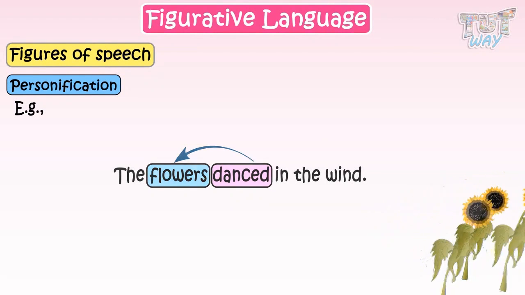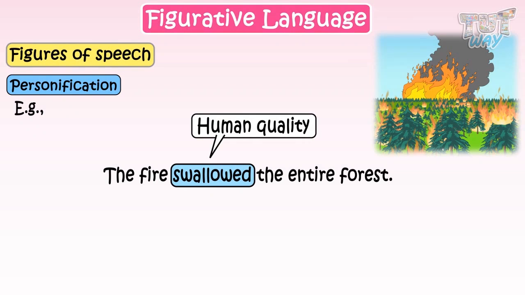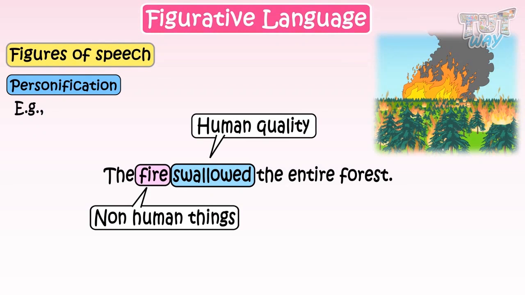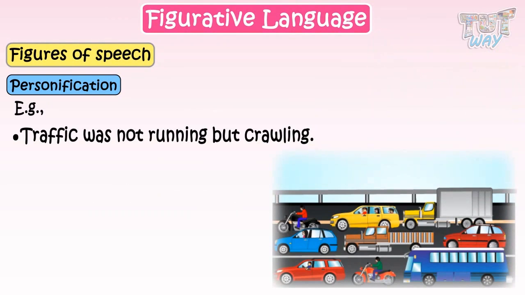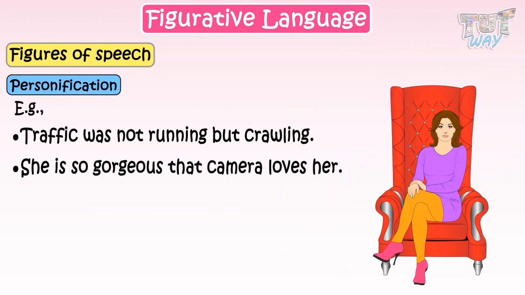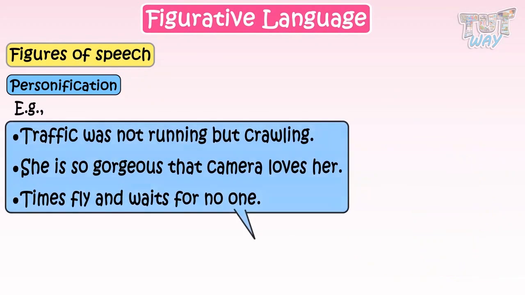Here, we have another example. The fire swallowed the entire forest. Swallowing is a human quality, as humans swallow their food, but it is being related with fire, a non-human thing. So, this is a personification. Let's have a look at some more examples. Traffic was not running but crawling. She is so gorgeous that the camera loves her. Time flies and waits for no one. So, in all these examples, we have personified non-living things.